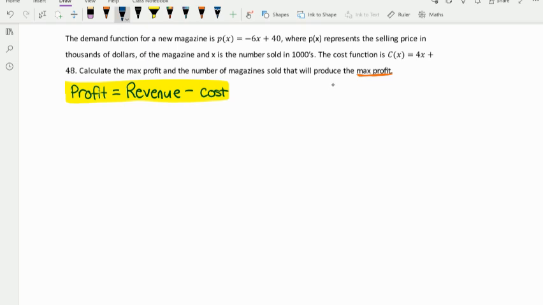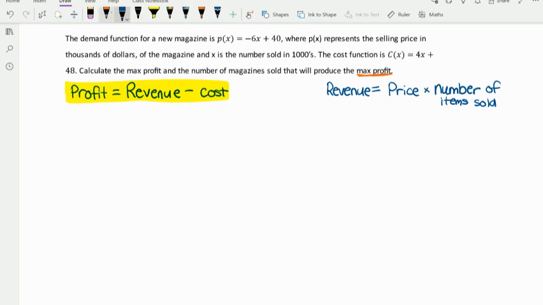And the revenue function. So if I ask you for the revenue, that means how much money did you make from selling this product? You need to do the price of the product multiplied by the number of items sold. So you need to multiply those two.